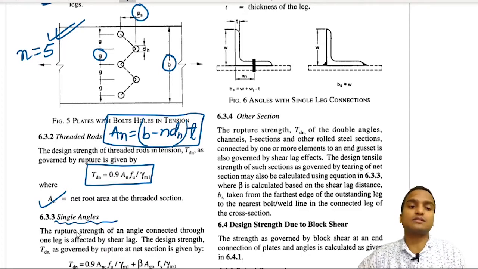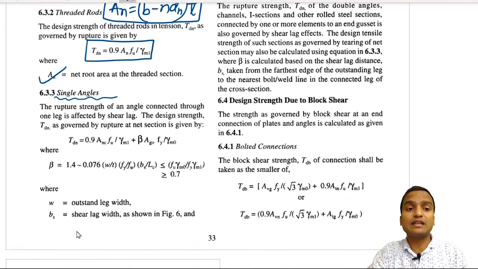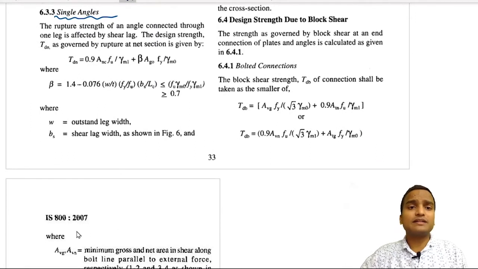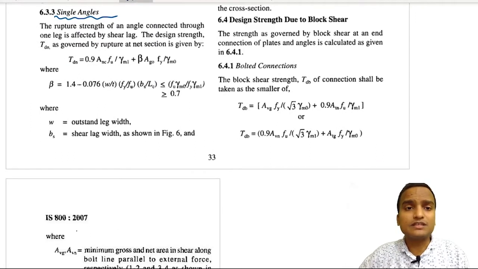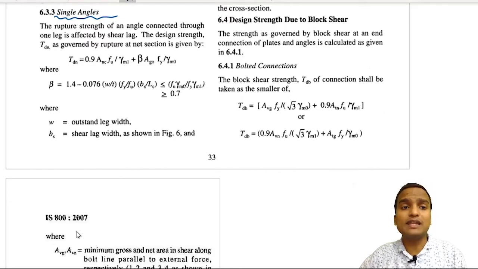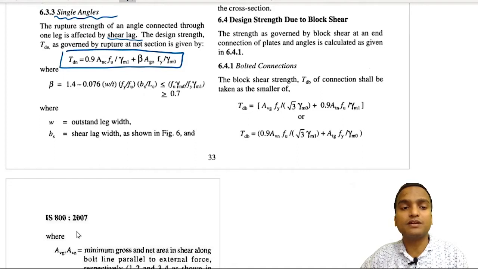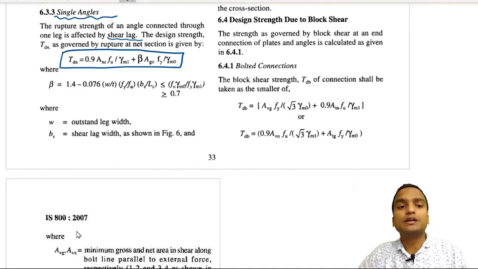So first of all, let us discuss single angles, and what is the formula of Tdn in case of single angles. For single angles, the formula changes slightly. The rupture strength of an angle connected through one leg is affected by shear lag, and the design strength Tdn is governed by this formula. Tdn here is slightly big, but it's not very difficult to calculate. Tdn is the same as 0.9 Anc Fu by gamma m1.